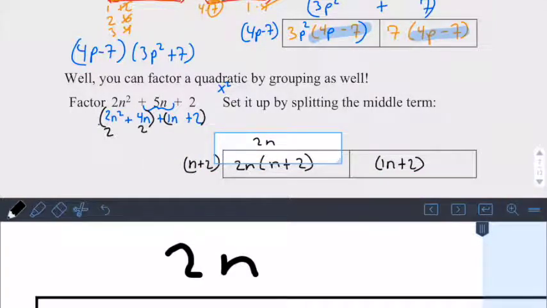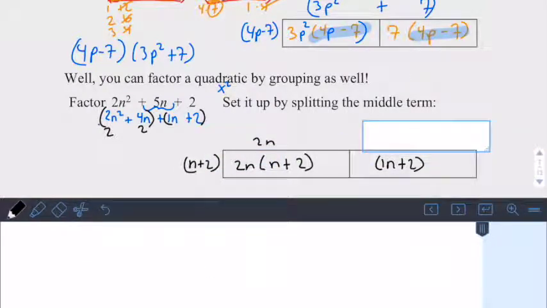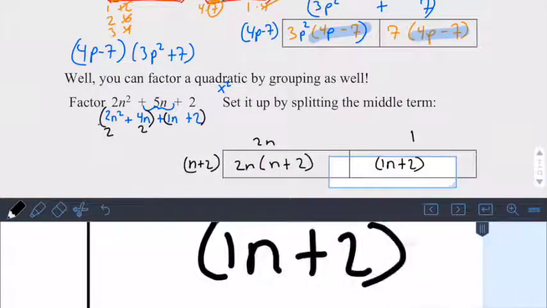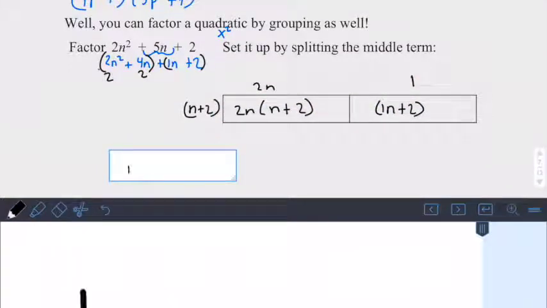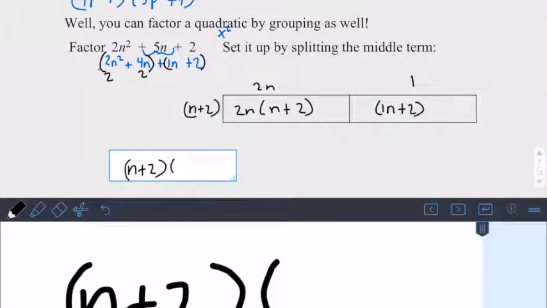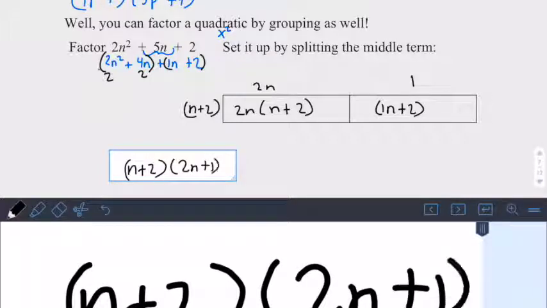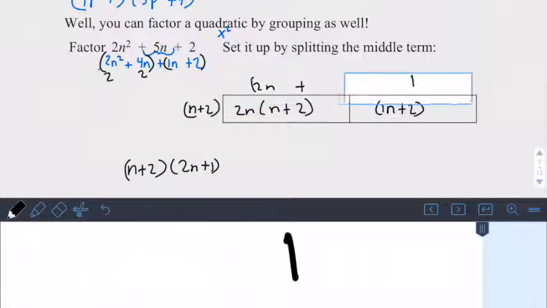times 2n, and n plus 2 times 1, right? 1 times n plus 2 gives me 1n plus 2. So my factors are n plus 2 and 2n plus 1 from up here.